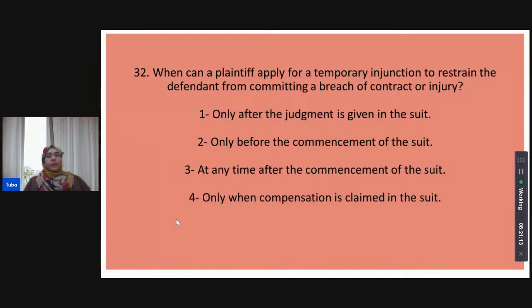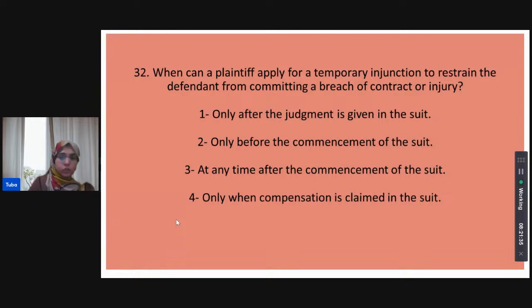Where can a plaintiff apply for a temporary injunction to restrain the defendant from committing a breach of contract or injury? So, if you want to, as a plaintiff, prevent the defendant from committing a breach of contract or injury, where can you apply for a temporary injunction? When can you apply for a temporary injunction?